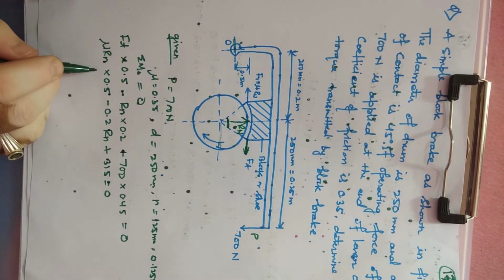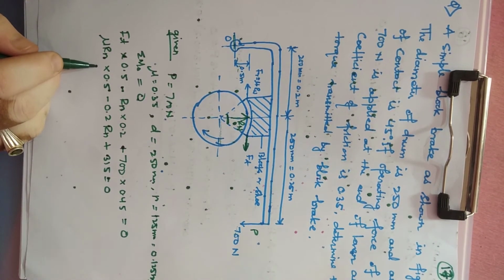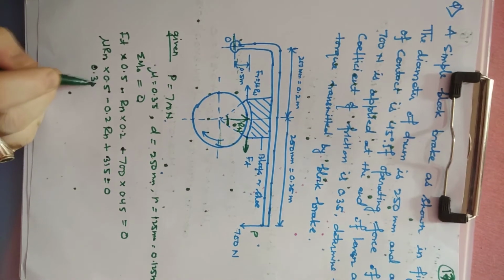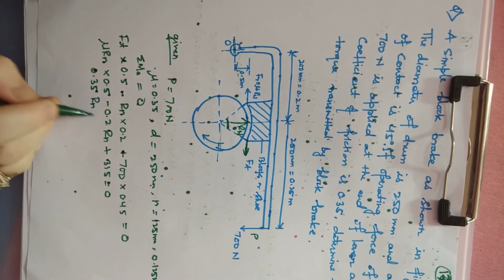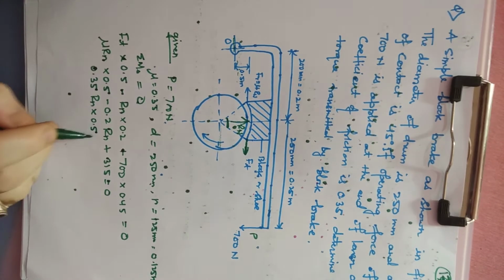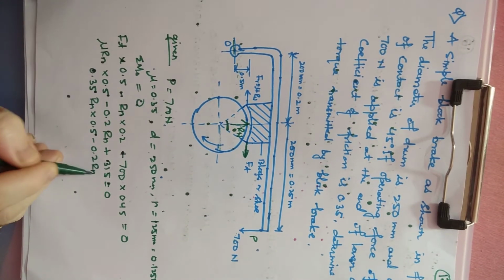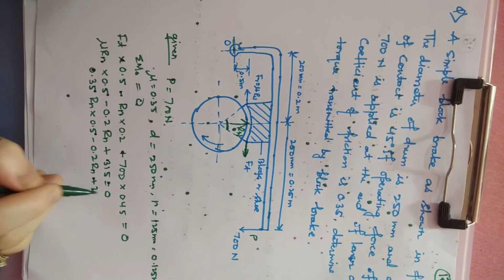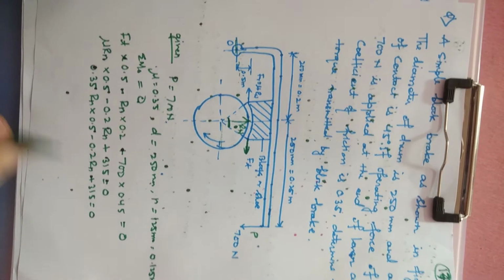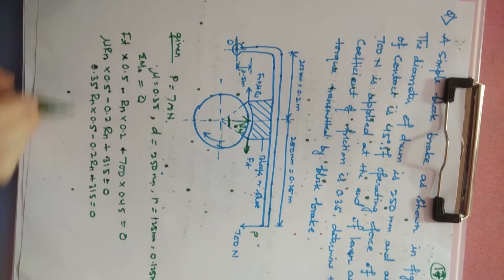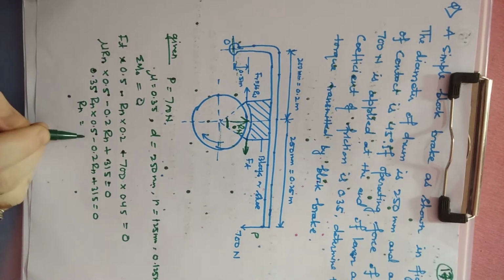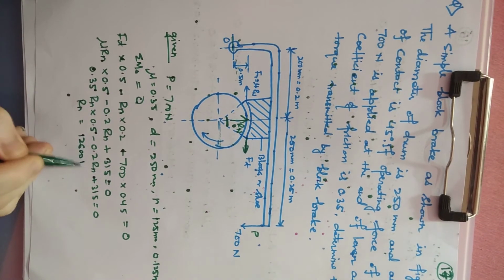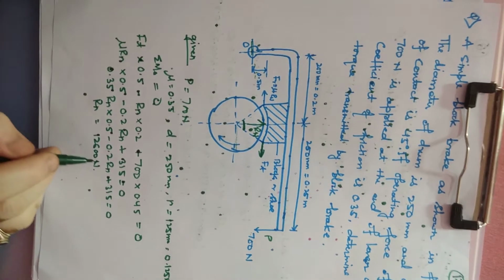Now 0.35 Rn into 0.5 minus 0.2 Rn plus 3150 is equal to 0. Now we can calculate Rn. Rn is equal to 12600 Newton. So firstly we have calculated the Rn.